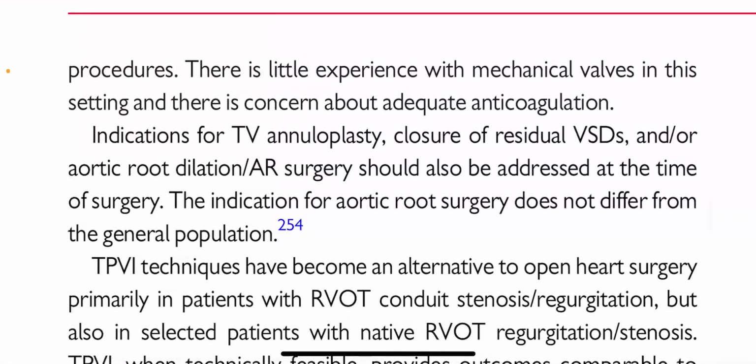procedures. There is little experience with mechanical valves in this setting, and there is concern about adequate anticoagulation. Indications for tricuspid valve annuloplasty, closure of residual VSDs, and/or aortic root dilation or AR surgery should also be addressed at the time of surgery. The indication for aortic root surgery does not differ from the general population.